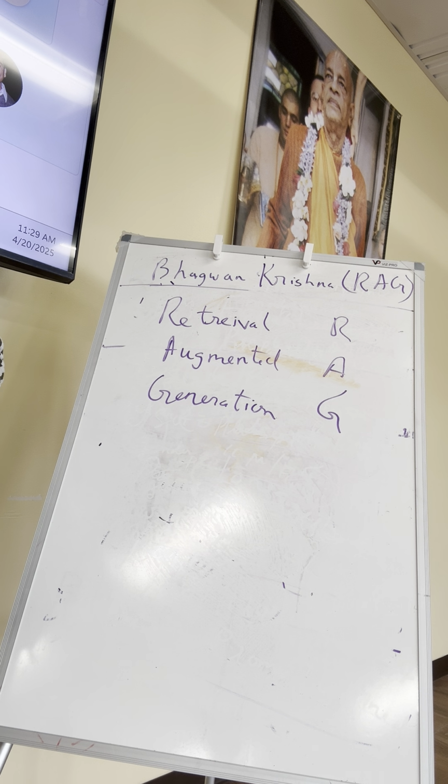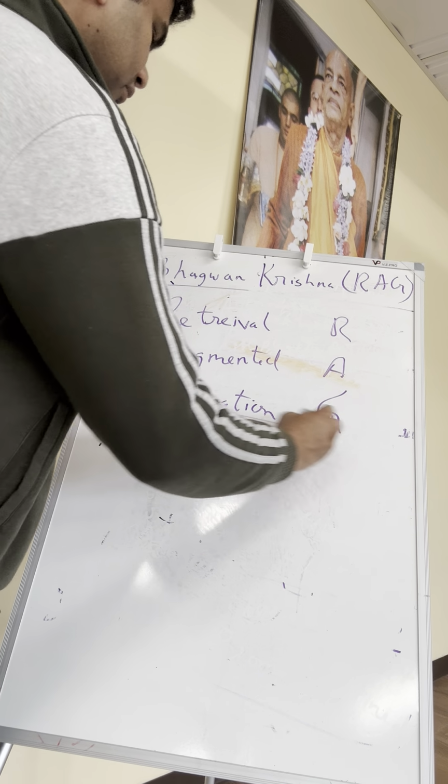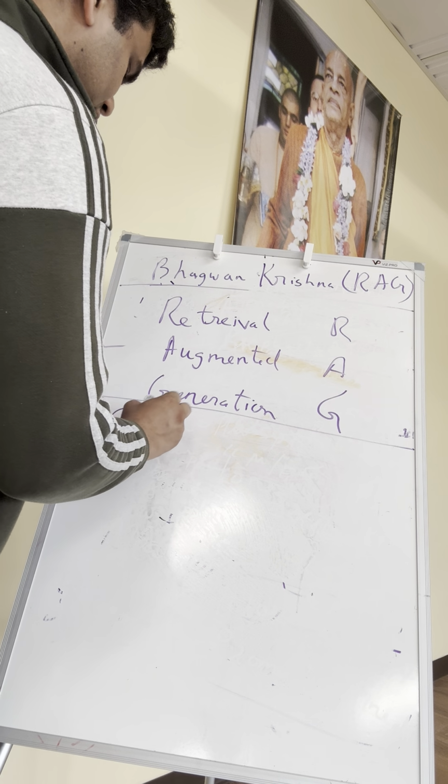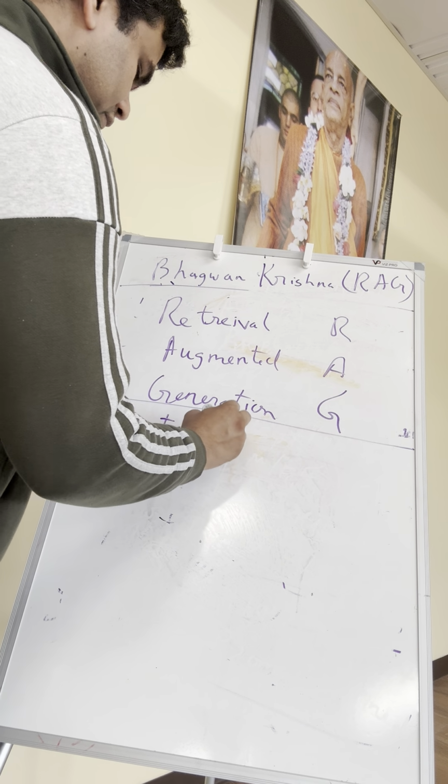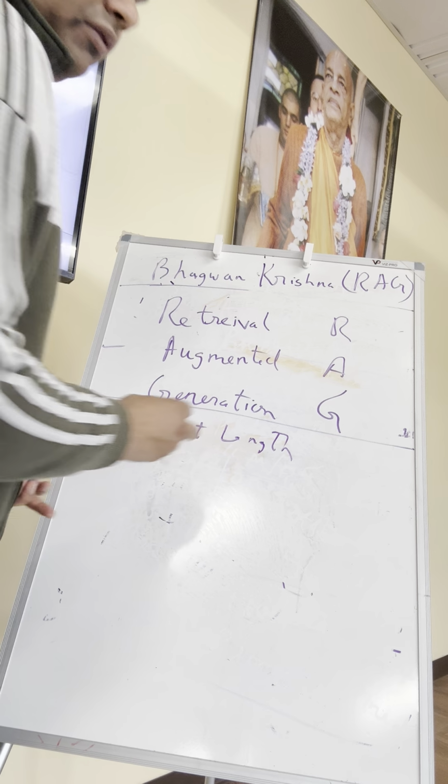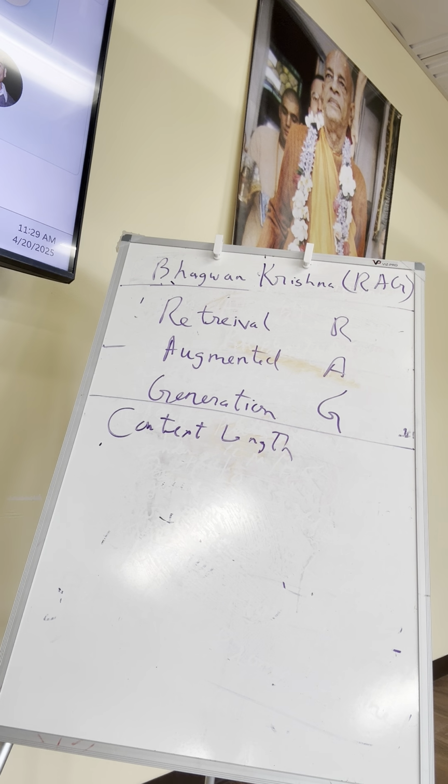The context length, is that for the prompt or is it for the RAG data? Very good question. So let me explain that context length also. Actually, I have a very good slide on that.